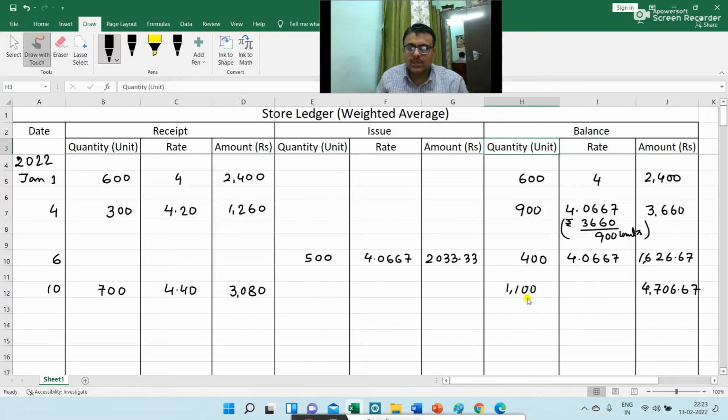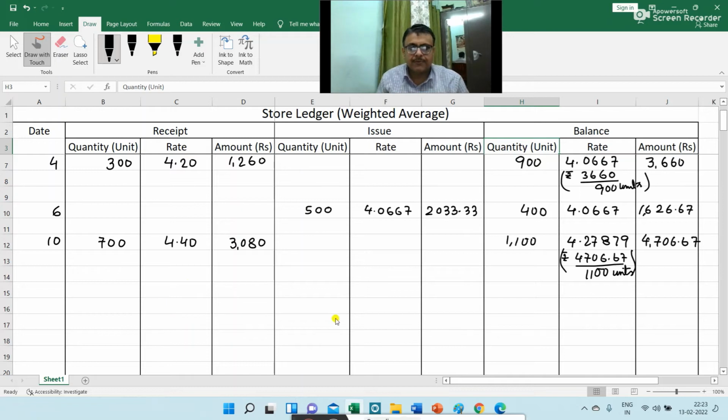So 4,706.67 divided by 1,100 will give you 4.27879. So how have I arrived at this figure? I have simply divided 4,706.67 by 1,100 units. So this is the rate per unit.